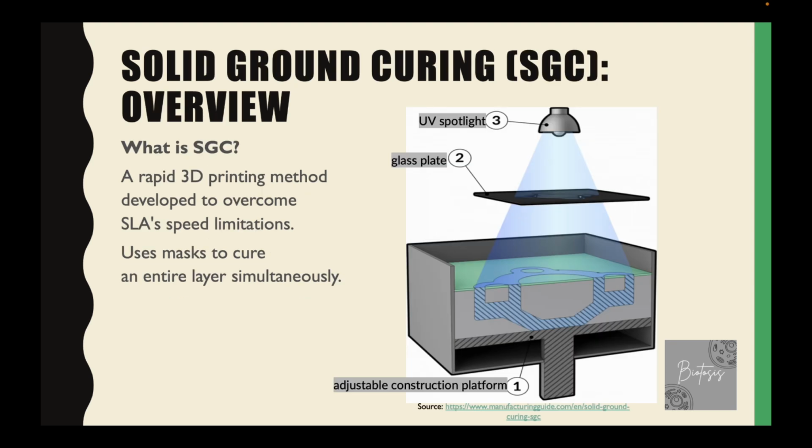Moving on to solid ground curing, which is SGC. Here we see that it is a rapid 3D printing method developed to overcome SLA printing's speed limitation. It uses masks to cure an entire layer simultaneously, right? So there, it was happening point by point, and the curing was being done all at once. Maybe that's why it was slow.